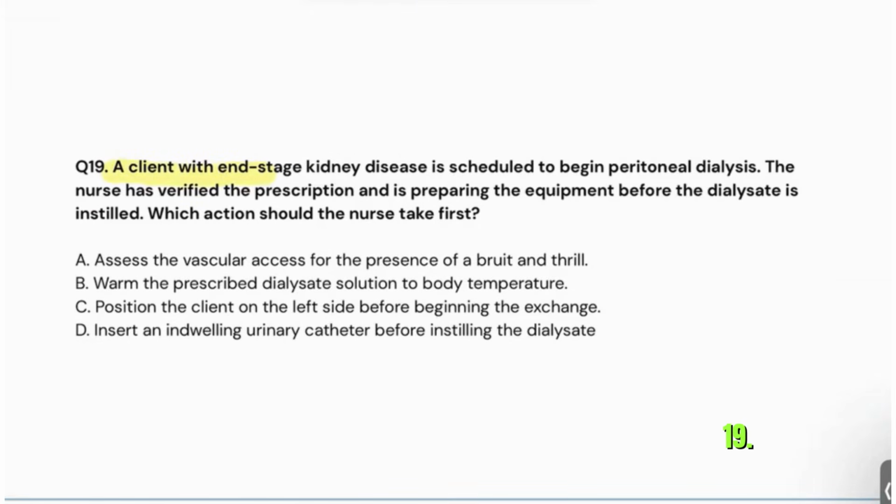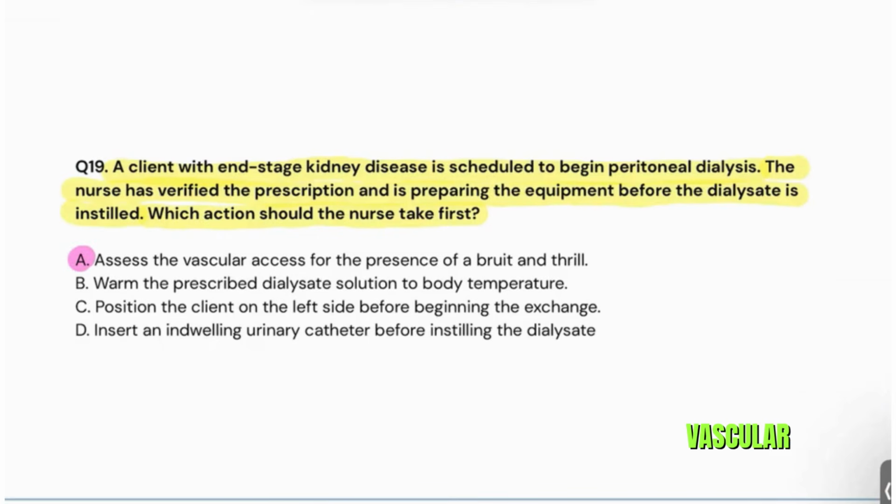Question number 19. A client with end-stage kidney disease is scheduled to begin peritoneal dialysis. The nurse has verified the prescription and is preparing the equipment before the dialysate is instilled. Which action should the nurse take first? So let's look at it.